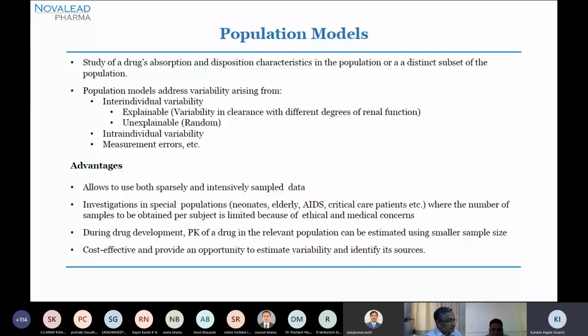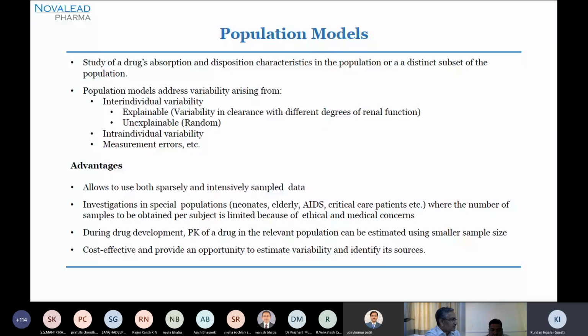Also, if you are doing a practical pharmacokinetic measurement, you can see that the method being used for measurement may also have some errors. It could be a manual error, an instrument error, an environmental error, or the sample got contaminated, or anything else could be happening. All these problems could be resolved with the help of population models.